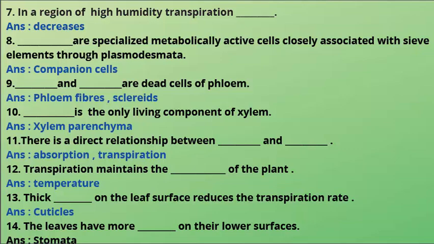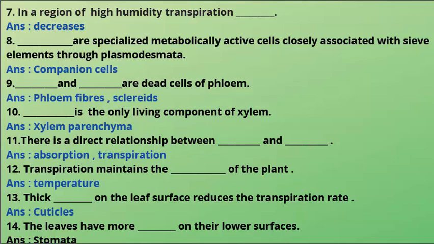Answer is phloem fibers and sclereids. Phloem fibers and sclereids are other components of the phloem tissue, and they are dead by nature. Number 10, dash is the only living component of xylem. Answer is xylem parenchyma. Xylem parenchyma are the cells found in xylem, which is the only living component.